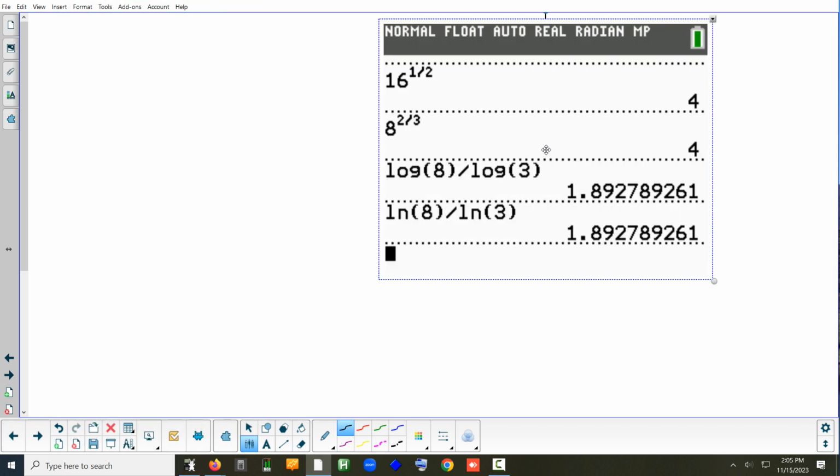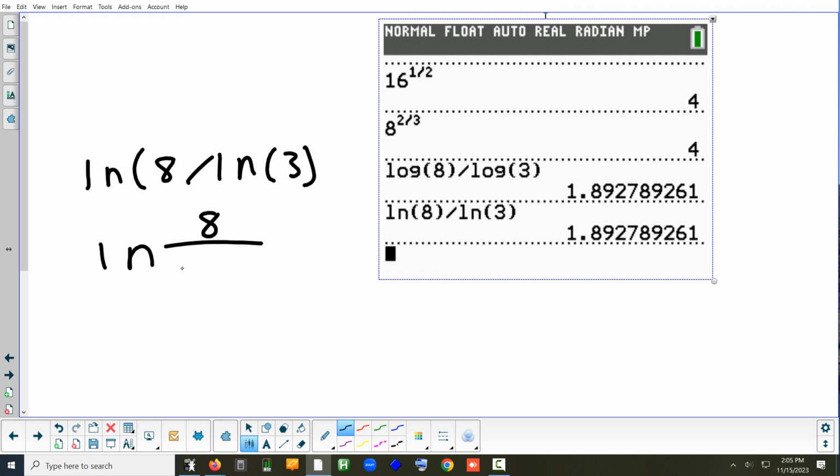If you want to type that in and you don't put parentheses after the 8, so let's say you did it like this on the screen, what the calculator is going to think you want is this: the ln of 8 divided by the ln of 3. That's what the calculator is going to do if you don't do parentheses. That's not what you want.